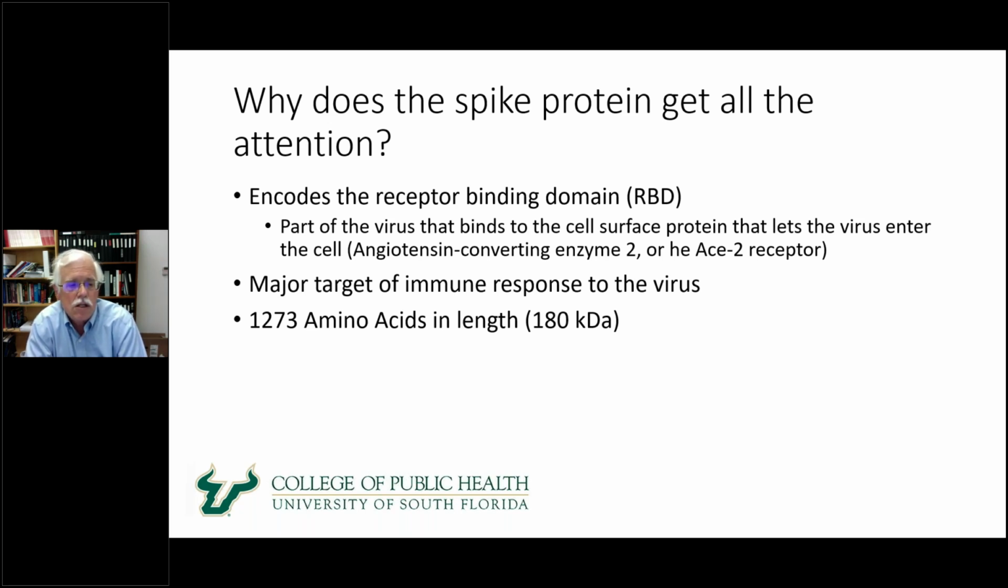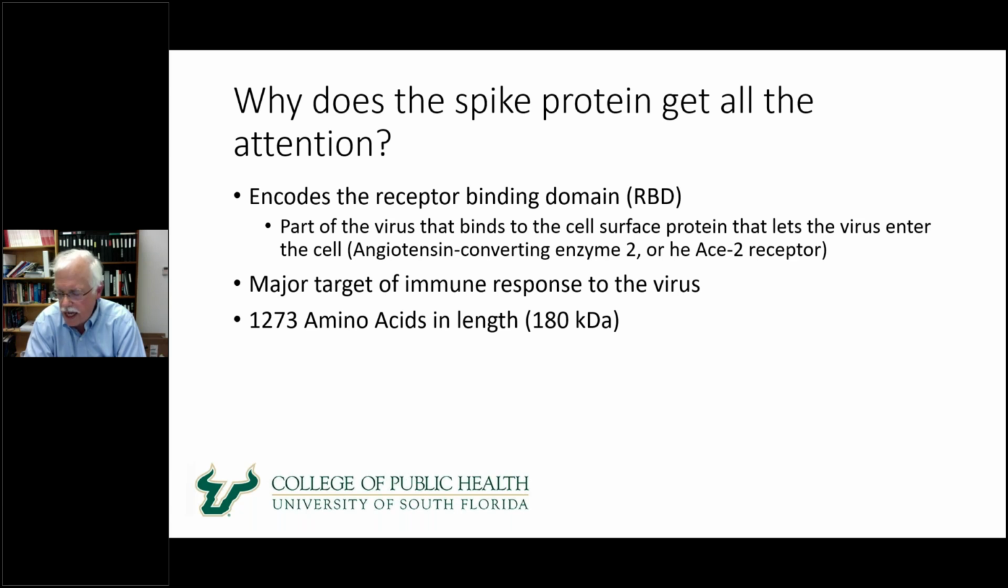The spike protein is also the major target of the immune response to the virus. Almost all the antibodies that neutralize the virus that you get out of natural infections appear to target portions of the spike protein. So not only is it important in terms of the receptor binding of the virus, but it's also important immunologically because it seems to be where most of the action for developing a neutralizing response to the virus is located.